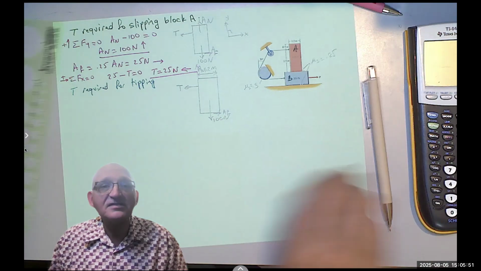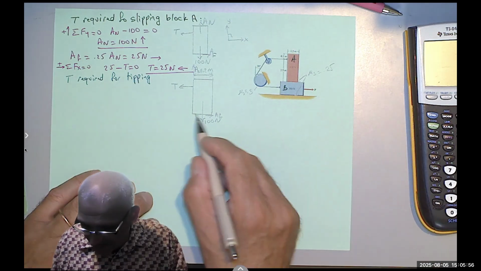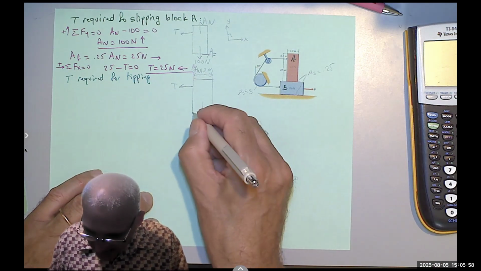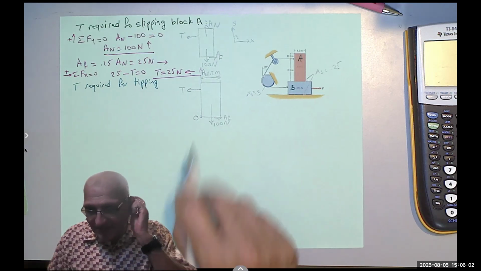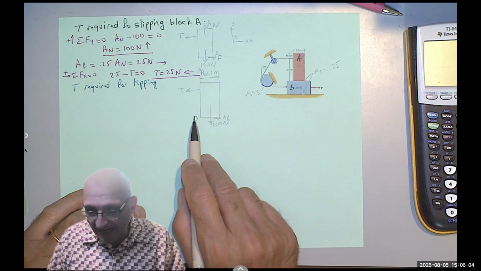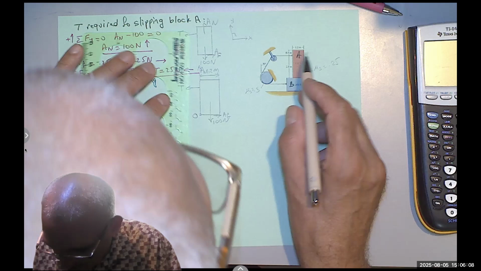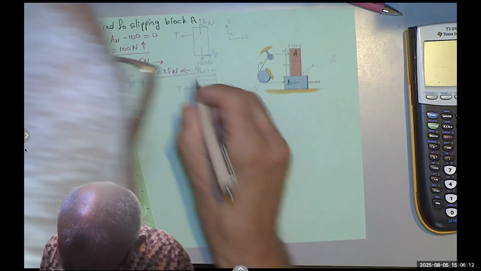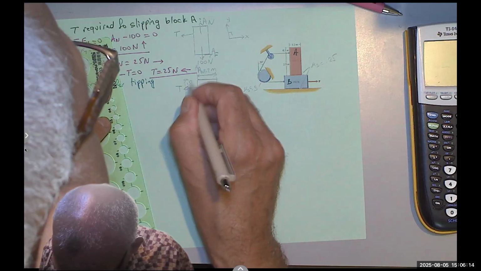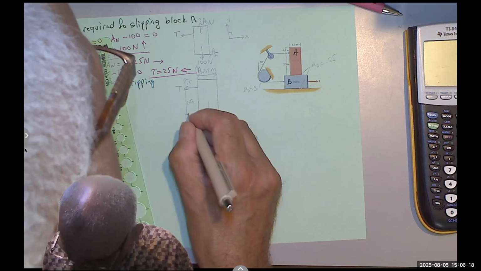So what happens when it reaches the edge? This force and that force intersect here. So let's call this point O. And if I take the moment about O, I can find the tension because I have the dimensions, right? It's 0.5 and 2.5. 0.5 here and 2.5 meter there.